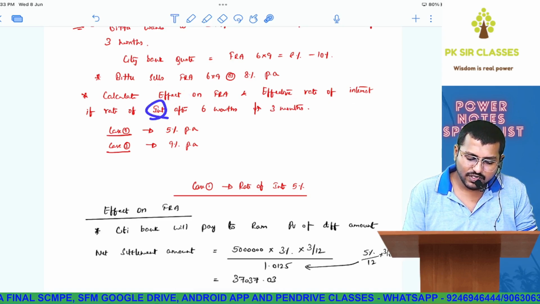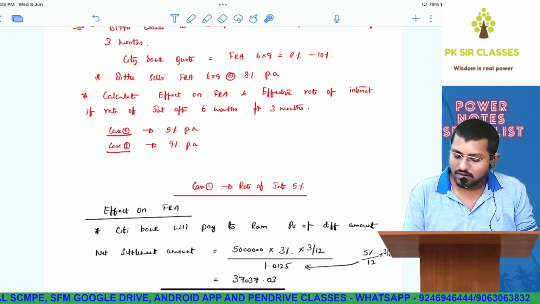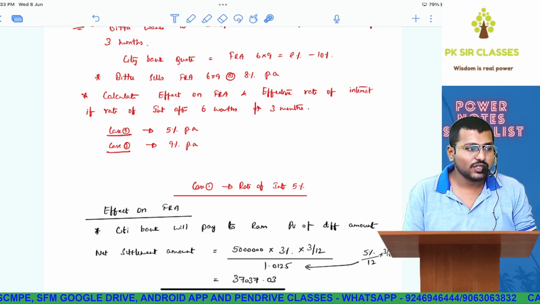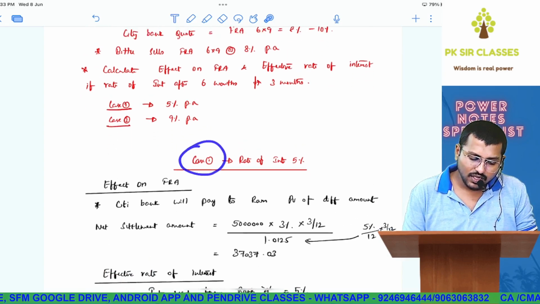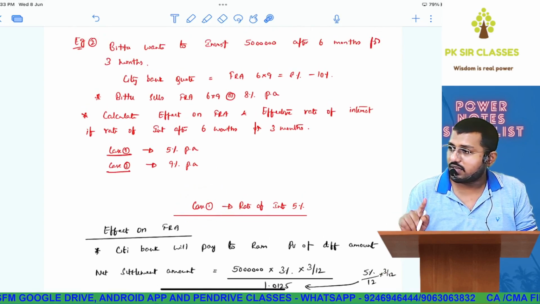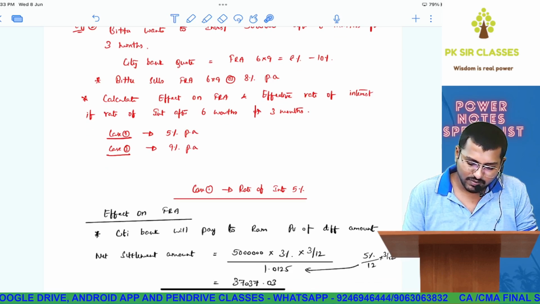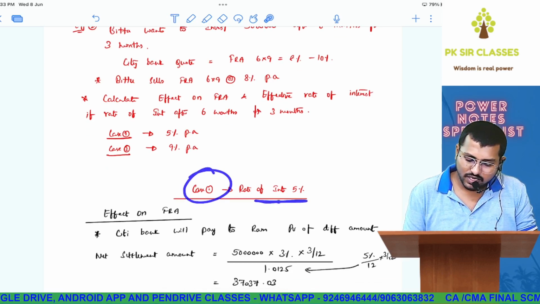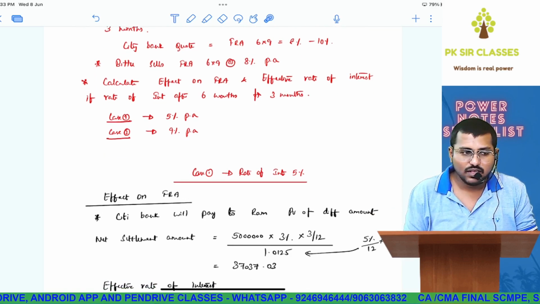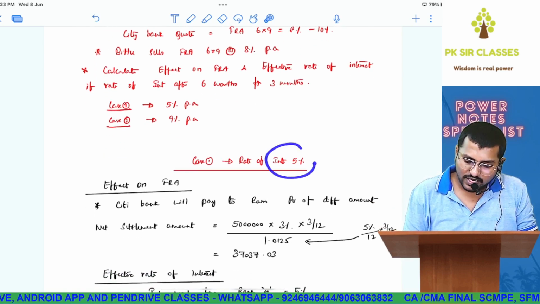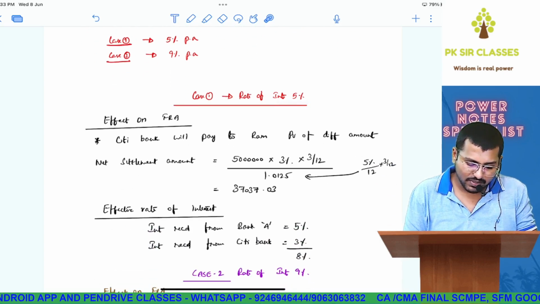If the rate of interest after 6 months, for 3 months, in case 1 becomes 5%, in case 2 becomes 9% per annum. Very simple. See here. Case 1. Now you are investing, correct? Earlier we were taking the loan, we were borrowing, but now we are investing. Keep that in mind. So in case 1, the rate of interest has fallen, which we don't want to happen as an investor, correct? Yes. So it has fallen and it has become 5%. In that case, what happens?